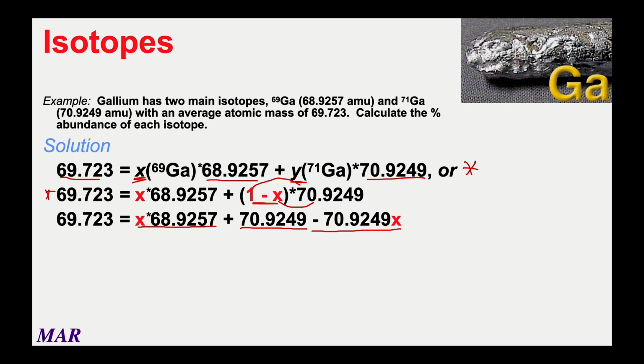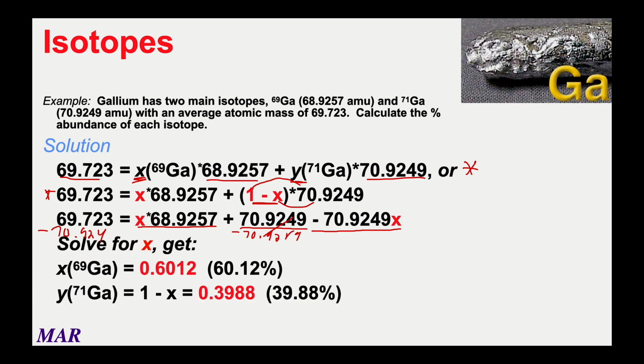So we go 68.9257 minus 70.9249. And that number, which will be negative, will be the number of X's. We can also combine the numbers on the other side. If we subtract 70.9249 from both sides, those will cancel out. We'll have another negative number on the left-hand side, and we'll be good to go.